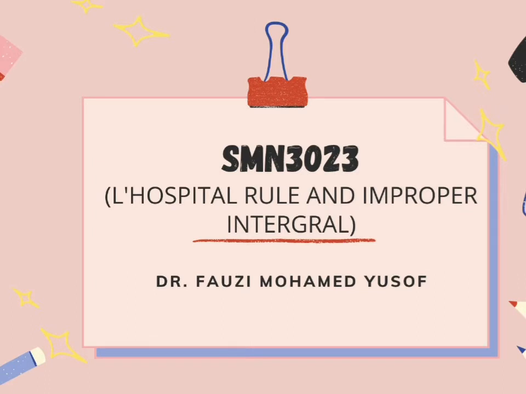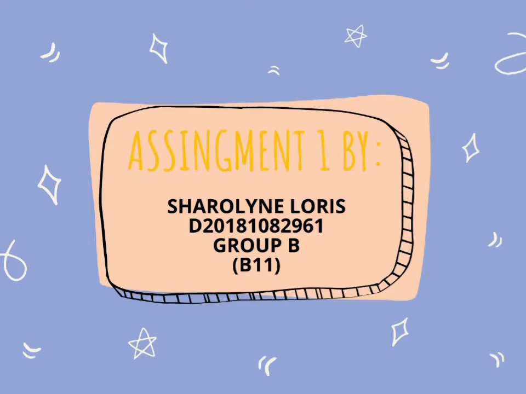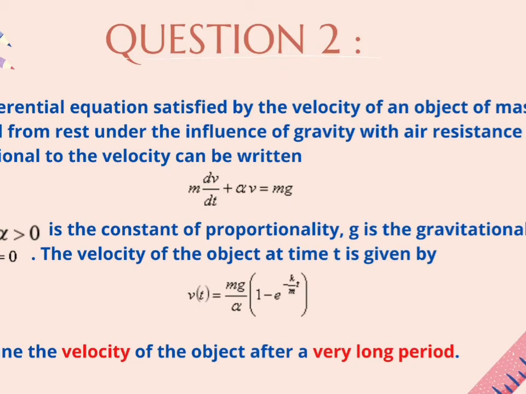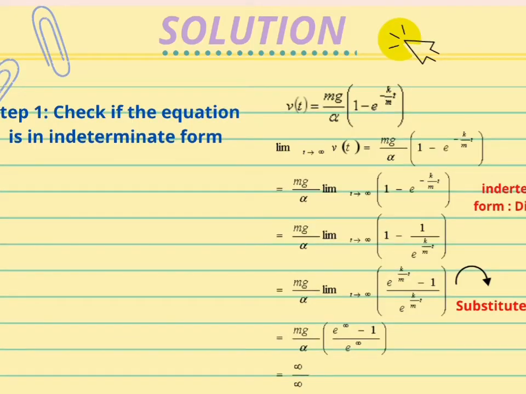Hi, this video is for SMN 3023, L'Hospital's rule and improper integral. Question number 2. For the solution, we will use a limit. We will write the limit as t approaches infinity of the function of velocity of time, equal to the limit as t approaches infinity of mg over alpha times in the bracket 1 minus exponent raised to the power of negative k over m times t.